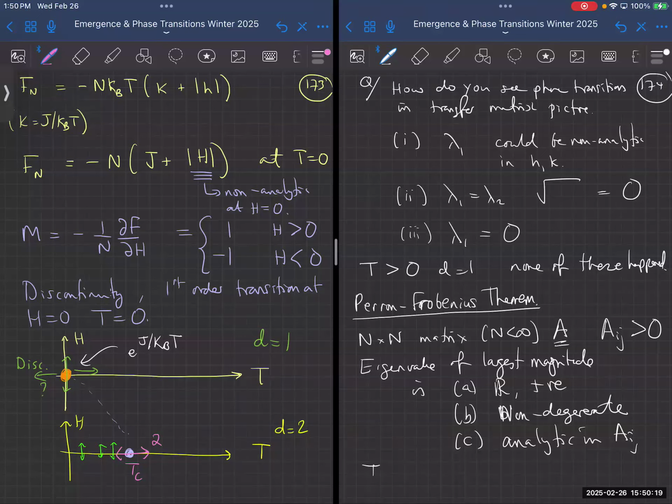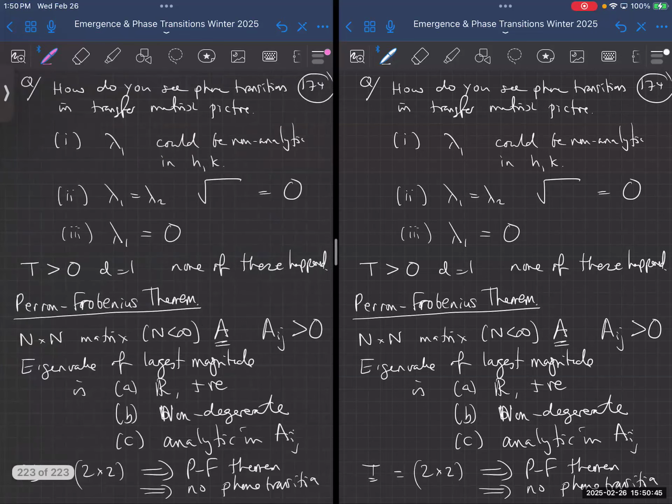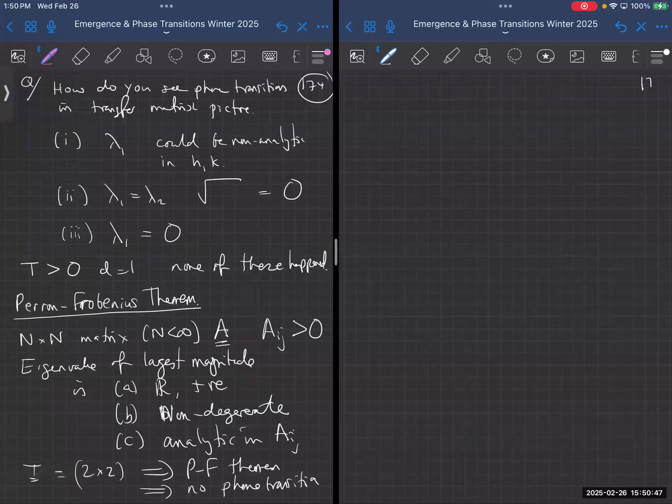So in our case, our transfer matrix T is a 2 by 2 matrix. And so that implies that it satisfies the Perron-Frobenius theorem, and so that implies that there's no phase transitions because none of these things can happen. So the Perron-Frobenius theorem already tells us on general grounds why we can't have a phase transition at a non-zero temperature in the 1D Ising model.